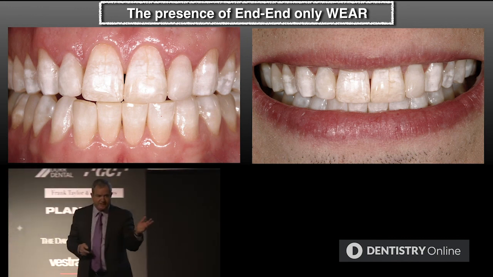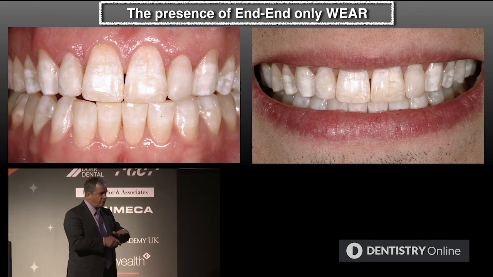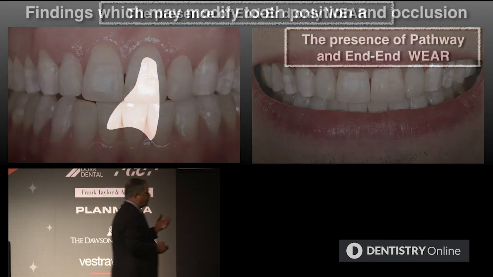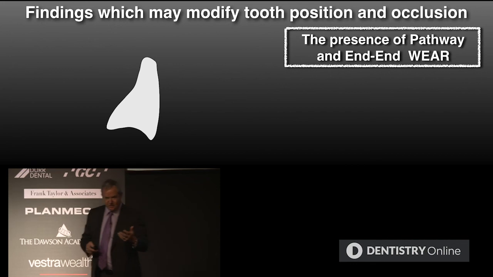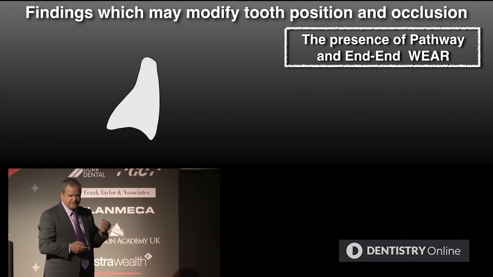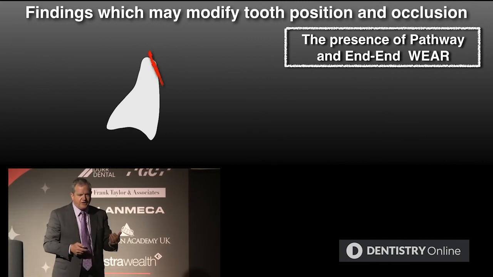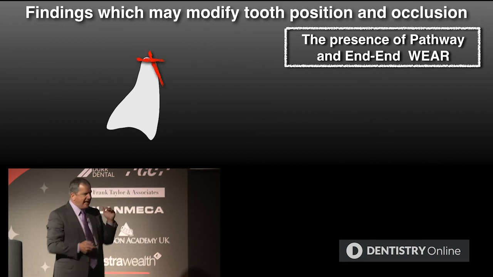Hasn't broken them. People with edge-to-edge wear don't break things. They wear them out or they chip them. If it's porcelain, they tend to chip them. If it's composite, they tend to wear them down. Now, who breaks porcelain? Because there are people that break porcelain. People that break porcelain have very specific wear patterns. They are patients that have pathway wear and edge-to-edge wear.